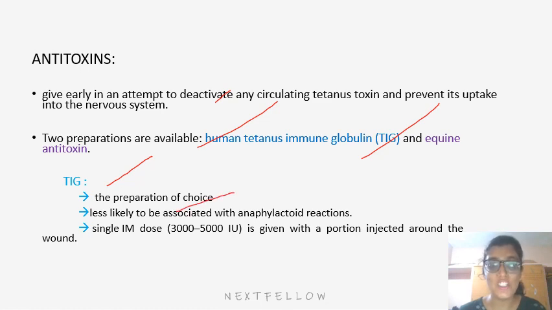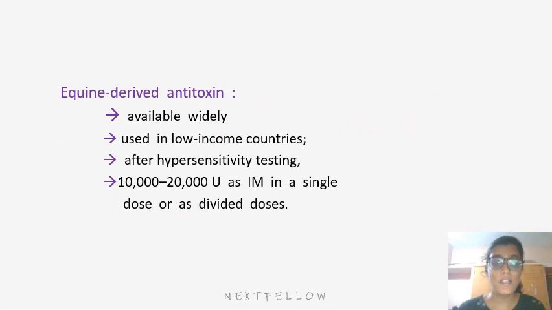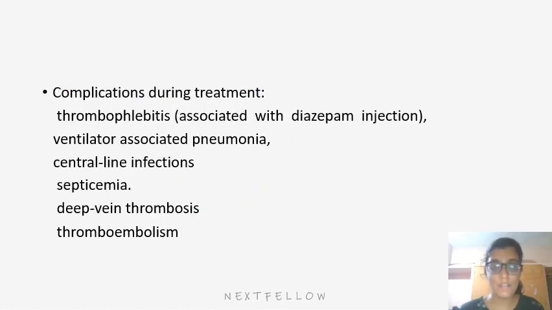A single intramuscular dose of 3000 to 5000 international units is given, with a portion injected around the wound. Equine-derived antitoxin is available widely and used in low-income countries. After hypersensitivity testing, 10,000 to 20,000 international units is given as an intramuscular injection as a single dose or in divided doses. Complications during treatment are thrombophlebitis associated with diazepam injection, ventilator-associated pneumonia, central line infections, sepsis, DVT, and thromboembolism.